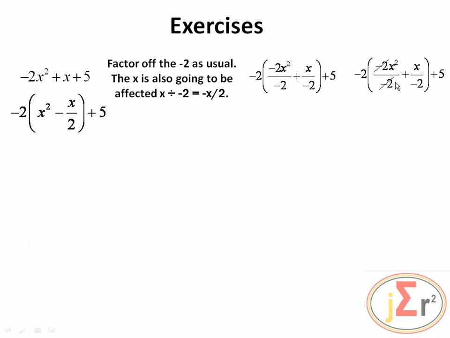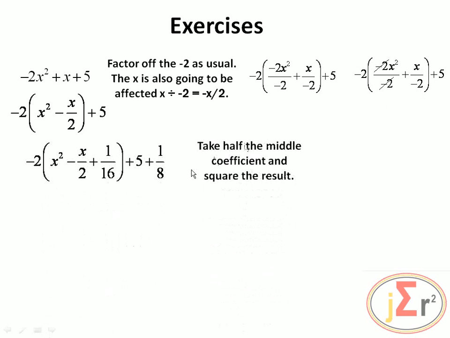So what do we have? We have x divided by negative 2, so it's going to be a half x, or a negative x over 2. After we have that, we need to take half of this middle coefficient and square it. What is half of a half? A quarter. Square a quarter: square 1, we get 1; square 4, we get 16. So it's actually 1 over 16, right there.